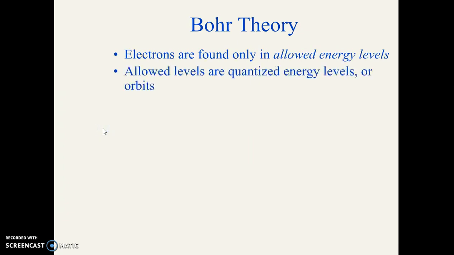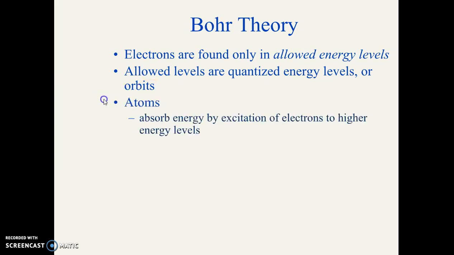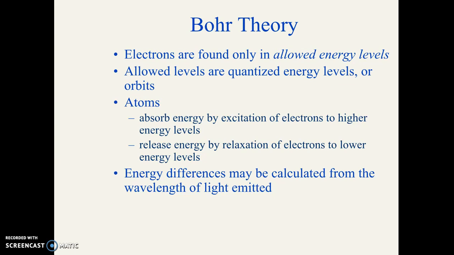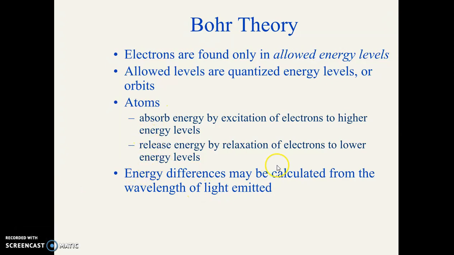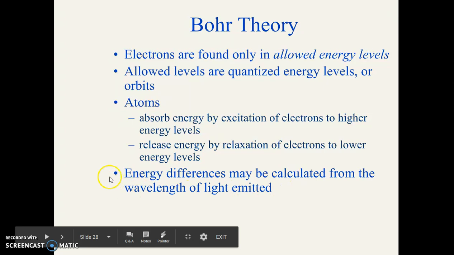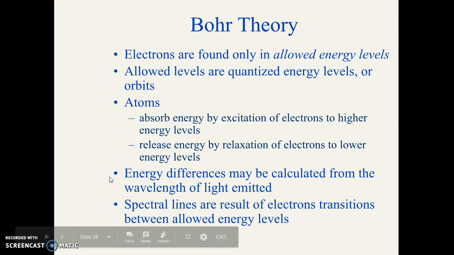So Bohr's theory, the electrons are found only in these allowed energy levels, and we now know that's not the case. The allowed levels are quantized energy levels or orbits, meaning that they're a specific distance from the nucleus. So atoms can absorb energy or they can release energy, which we know that today, so they can go to higher energy levels and then fall back down. And the energy differences may be calculated from the wavelength of light emitted. So you can actually tell the distance that that electron moved by calculating the wavelength of the light that comes out. And that's where the spectral lines come from.